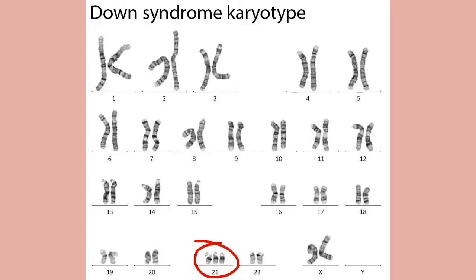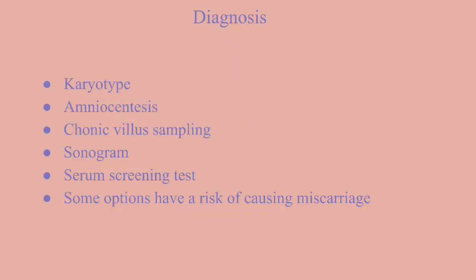Here is an example of a karyotype. As you can see, the 21st chromosome has 3 copies of that chromosome instead of the usual 2. A karyotype is just one of the many diagnosis mechanisms.